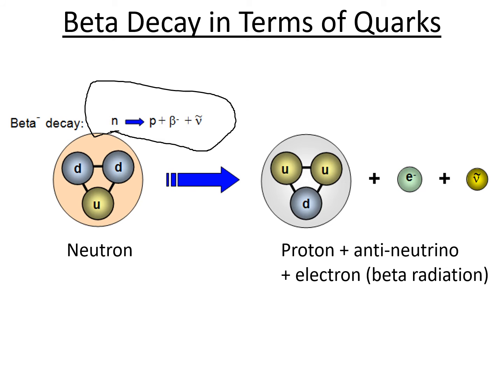So what happens is that in a neutron, we have up, down, down, and somehow one of these down quarks changes to an up quark, and that gives us a proton. And in the process, we release an electron, and we also release an antineutrino. Now, you're not expected to know how the down quark changes to an up quark. You're not expected to remember this equation, although if you are given it, I would expect you to be able to tell me there's a neutron, proton, an electron, and an antineutrino.